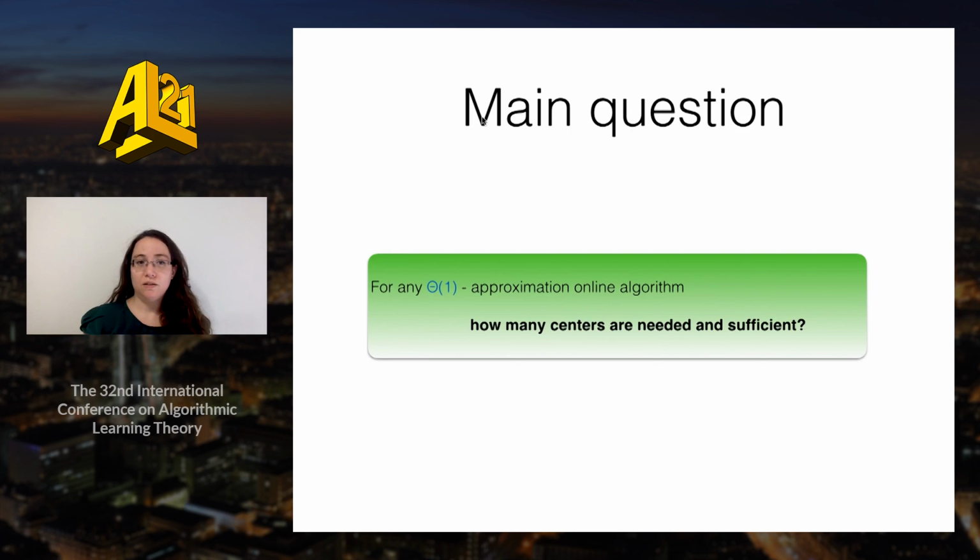The main question that I ask in this work is, suppose we want a good approximation algorithm, a constant approximation algorithm. How many centers are needed and sufficient? So this is the question that I want to understand.